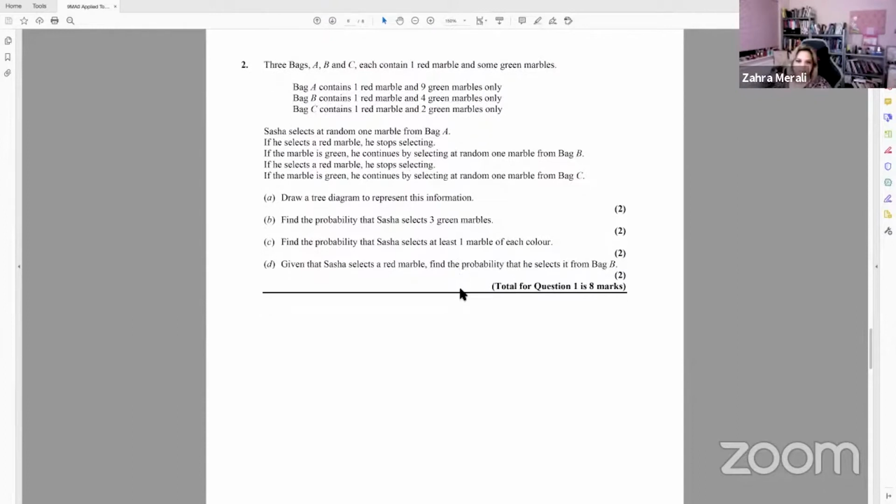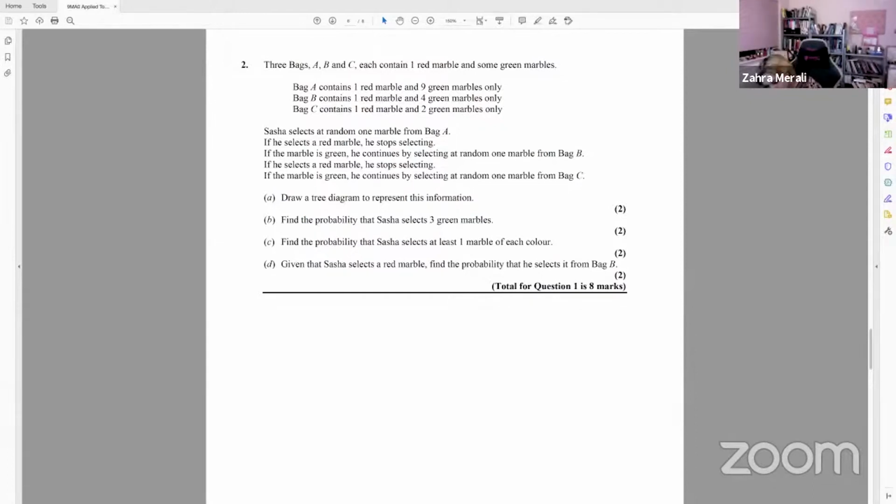Three bags, so loads of words. I don't like words. I think that's why I did maths and then physics, but anyway. Right, so three bags, one red, some green. Sasha selects a random marble from bag A. So we're starting off with bag A, and we're going to end up drawing a tree diagram, so let's start.